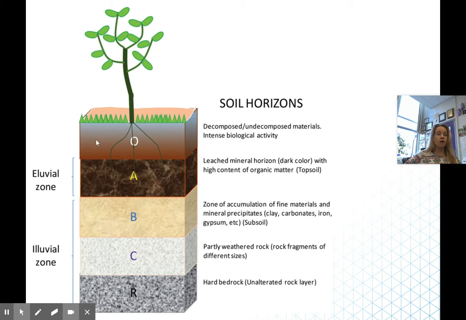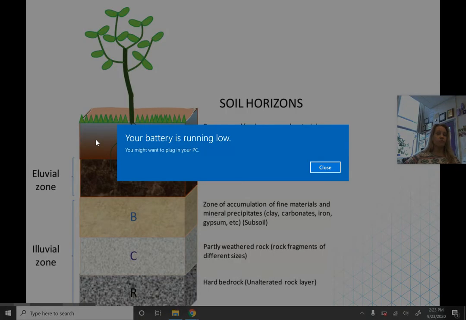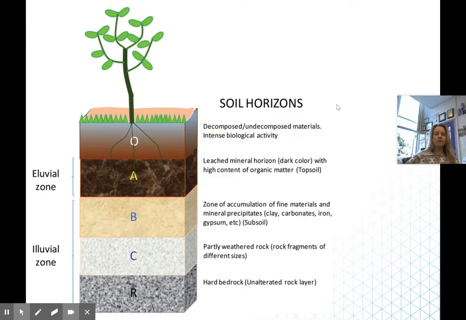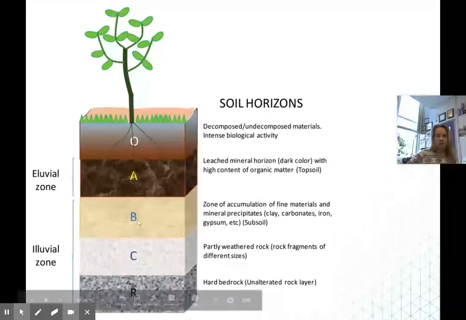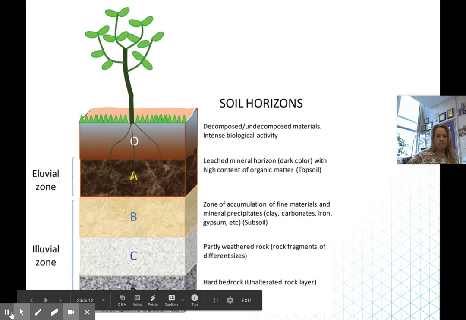Same with runoff, or anything like that. I guess my battery's low. So anything that might be moving down through the soil, this would be our area where it goes down through, like nutrients. And then here it doesn't. So here is basically our clay layer.